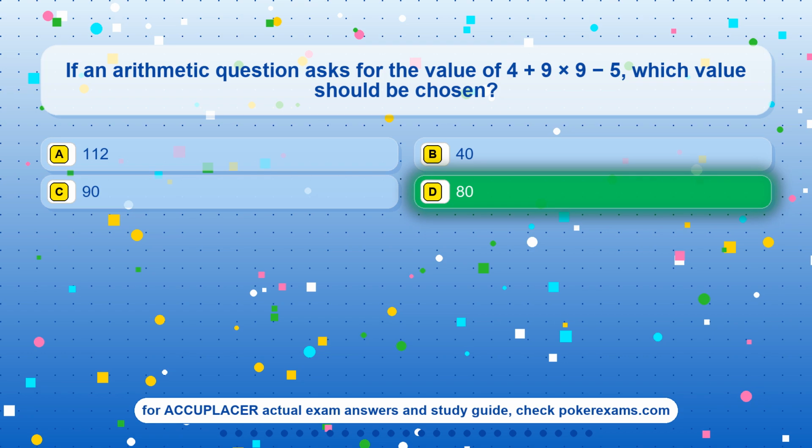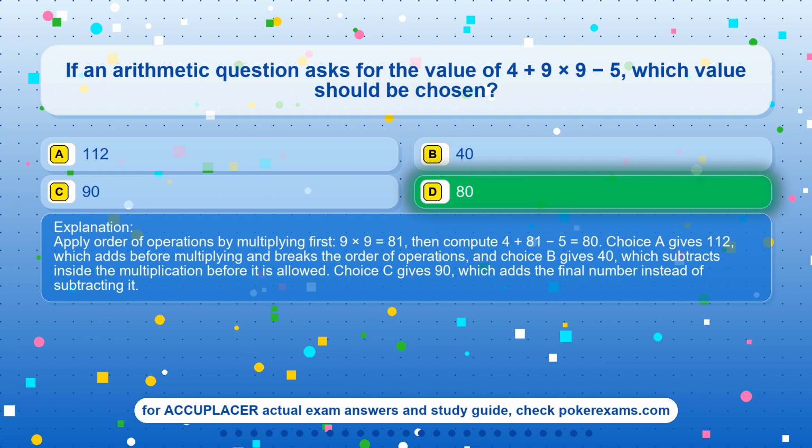The correct answer is option D, 80. Apply order of operations by multiplying first. 9 times 9 equals 81, then compute 4 plus 81 minus 5 equals 80. Choice A gives 112, which adds before multiplying and breaks the order of operations, and choice B gives 40, which subtracts inside the multiplication before it is allowed. Choice C gives 90, which adds the final number instead of subtracting it.